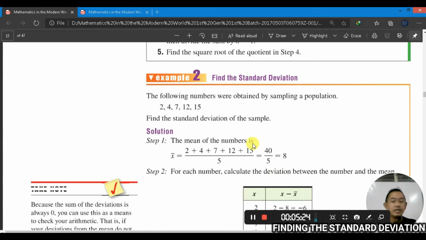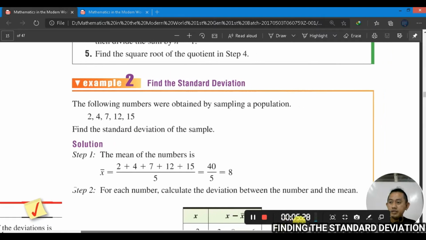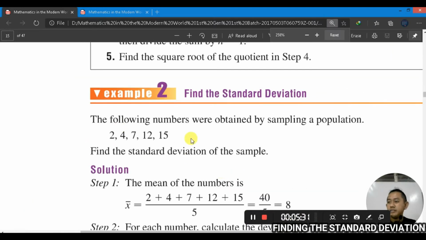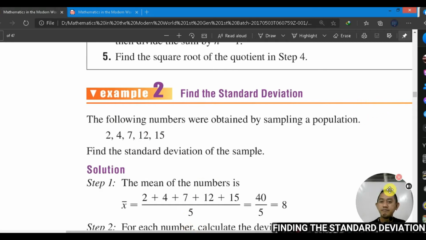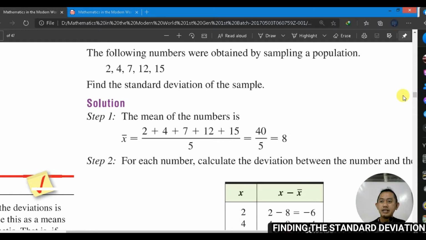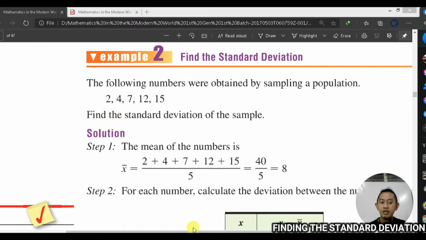So, we have an example here. The following numbers were obtained by a sampling population. So, sampling. So, dili ni siya ang tibuok population. Sample lang ni siya. So, unsa ang data? Unsa ang numbers? We have 2, 4, 7, 12, and 15. So, ang question is, find the standard deviation of the sample.